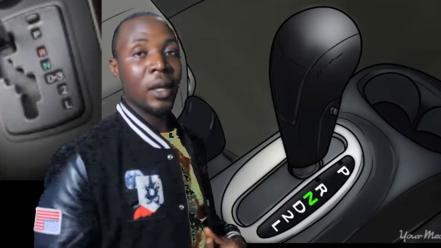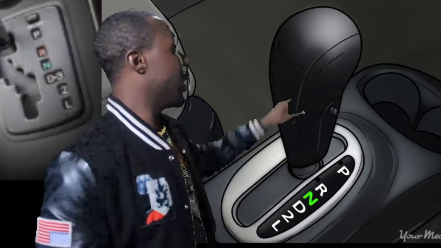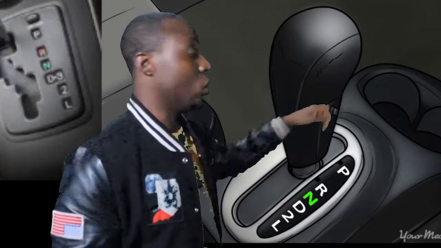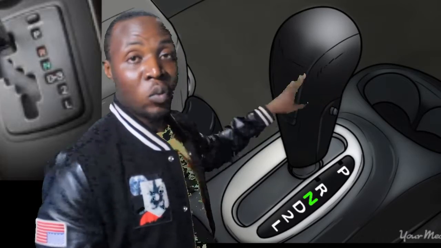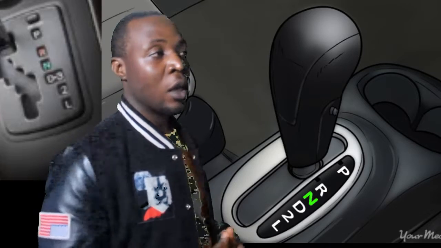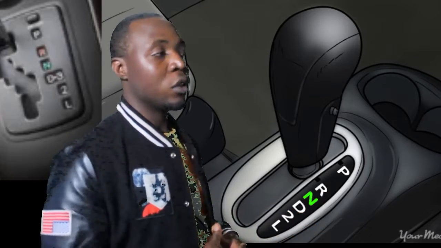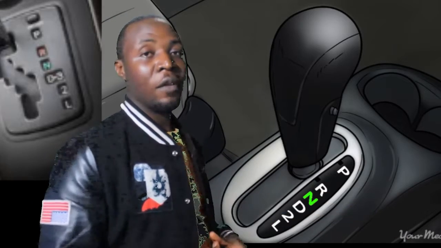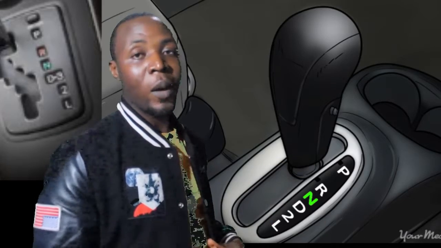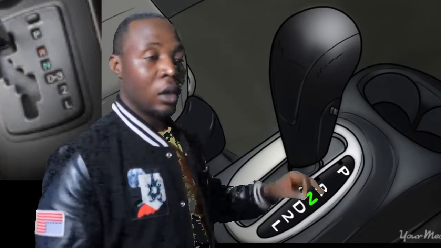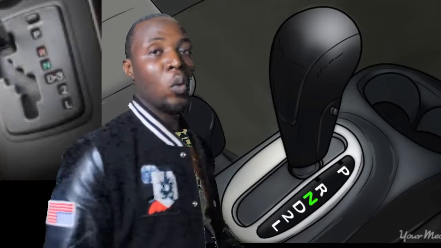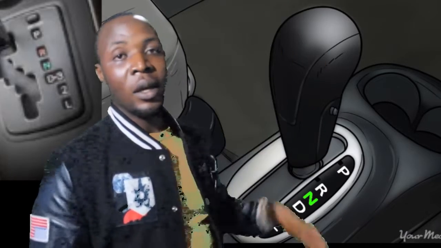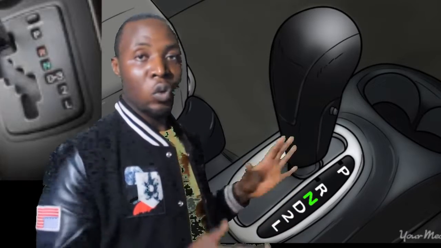So we're going to the next letter that you will see on the gear selector. You will see the number 2. 2 stands for when you are driving on a road with potholes, which means that you are moving on a bad road and there are potholes on the road, then you will be able to drive with 2. 2 will help you drive when you are moving on a bad road, or when the road is slippery, then you drive with 2. Or when you are ascending a steep hill, you just go down to 2 and you drive there.